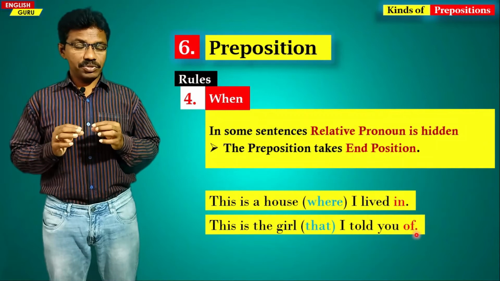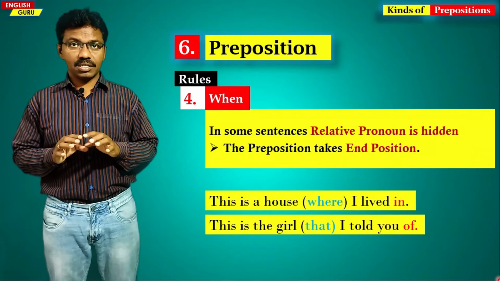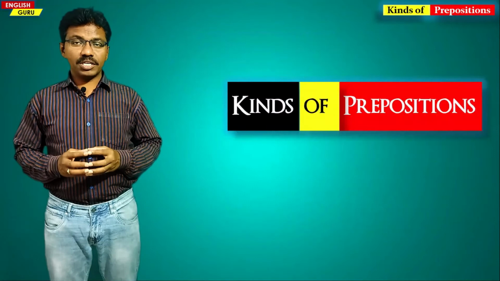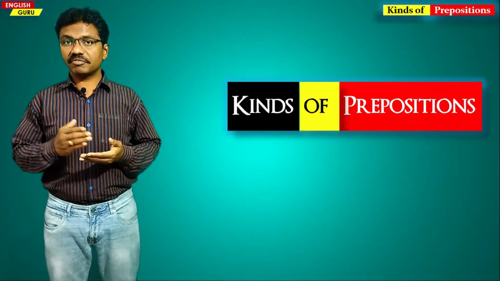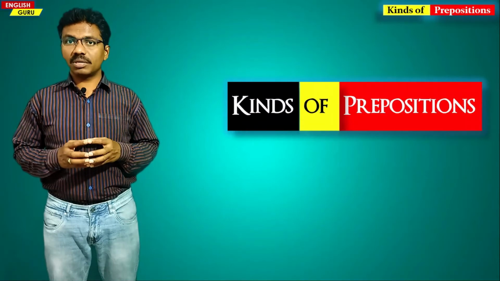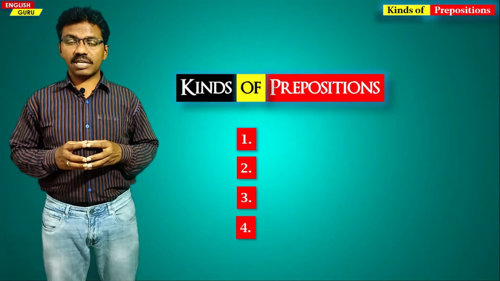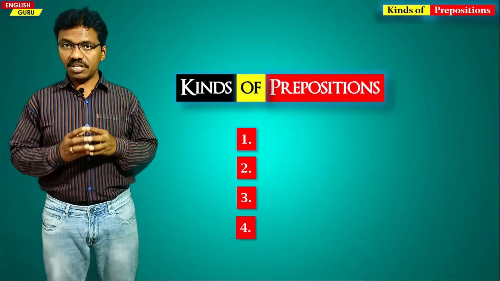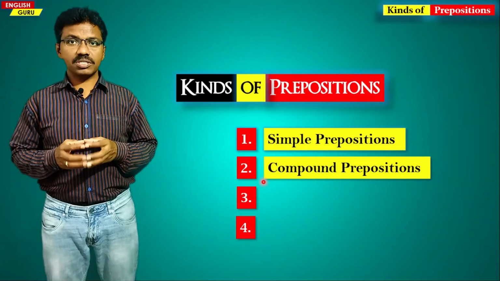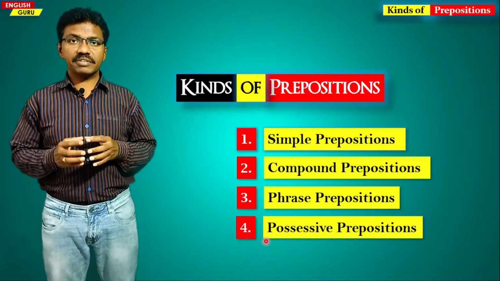Or else a preposition is always placed before a noun or a pronoun and it connects the noun or a pronoun with the other words in a sentence. Now let us try to see the different kinds of prepositions of the English language and try to understand about them in detail. There are four kinds of prepositions in English language. The first one is simple prepositions, the second one is compound prepositions, the third one is phrase prepositions, and the fourth one is possessive prepositions.